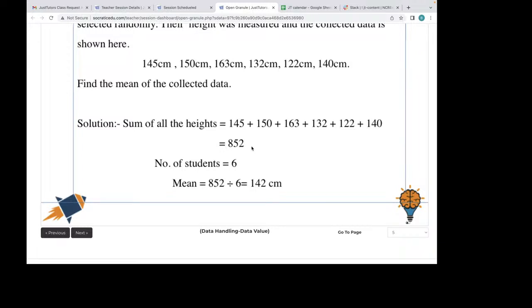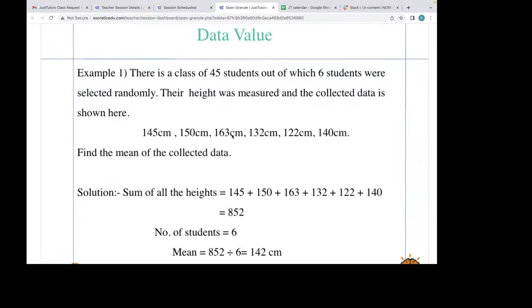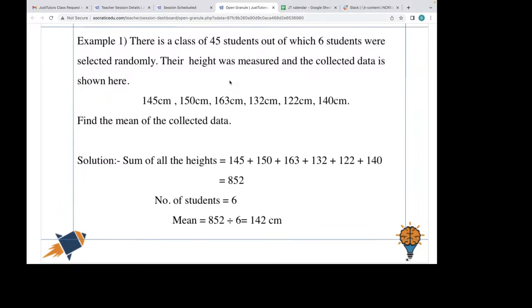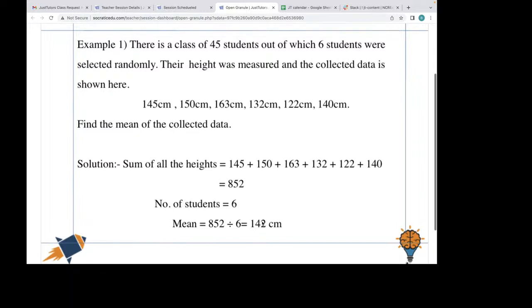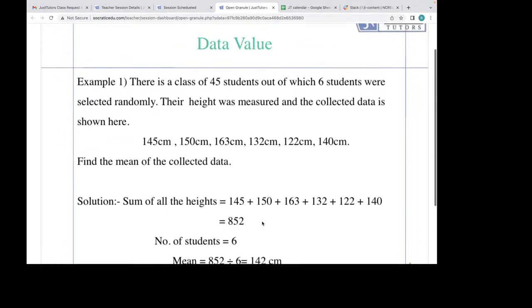number of observations. So जैसे हमने इसमें क्या किया, पहले हमने सारे नंबर्स को ऐड कर लिया और जो हमारे पास सम आया हमने उसको नंबर ऑफ़ स्टूडेंट्स जो 6 था उससे डिवाइड कर दिया और डिवाइड करके हमारे पास क्या आया 142 सेंटीमीटर्स, जो कि है हमारा mean. Okay, so mean is the central value and the central value of this data can be 142 centimeters. All right, I hope this example is clear to everyone. I hope everyone understood how to find the mean.